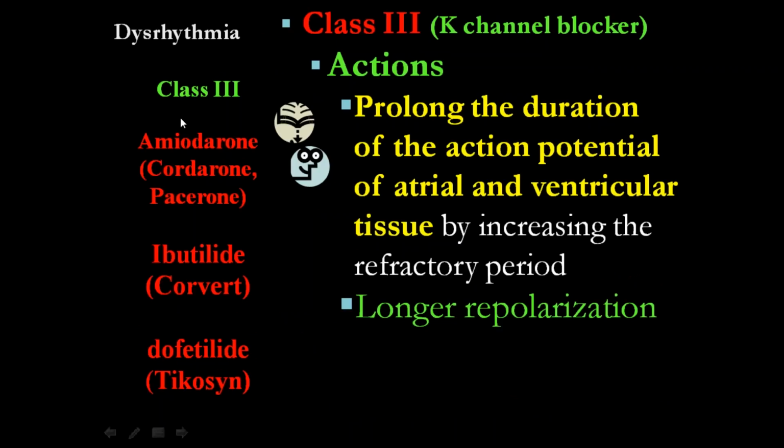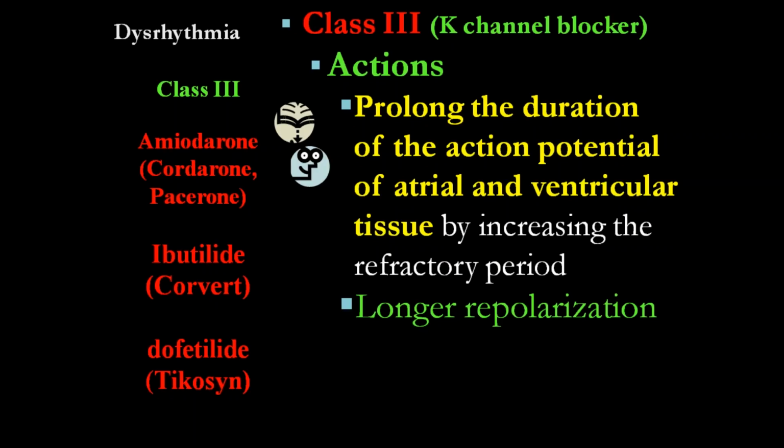Class 3. In class 3, we have amiodarone, ibutilide, and dofetilide. So that is the mnemonic, as we said in class. And what is class 3 going to do? Prolong the duration of the action potential. What is the action potential? The action potential is the depolarization and the repolarization.